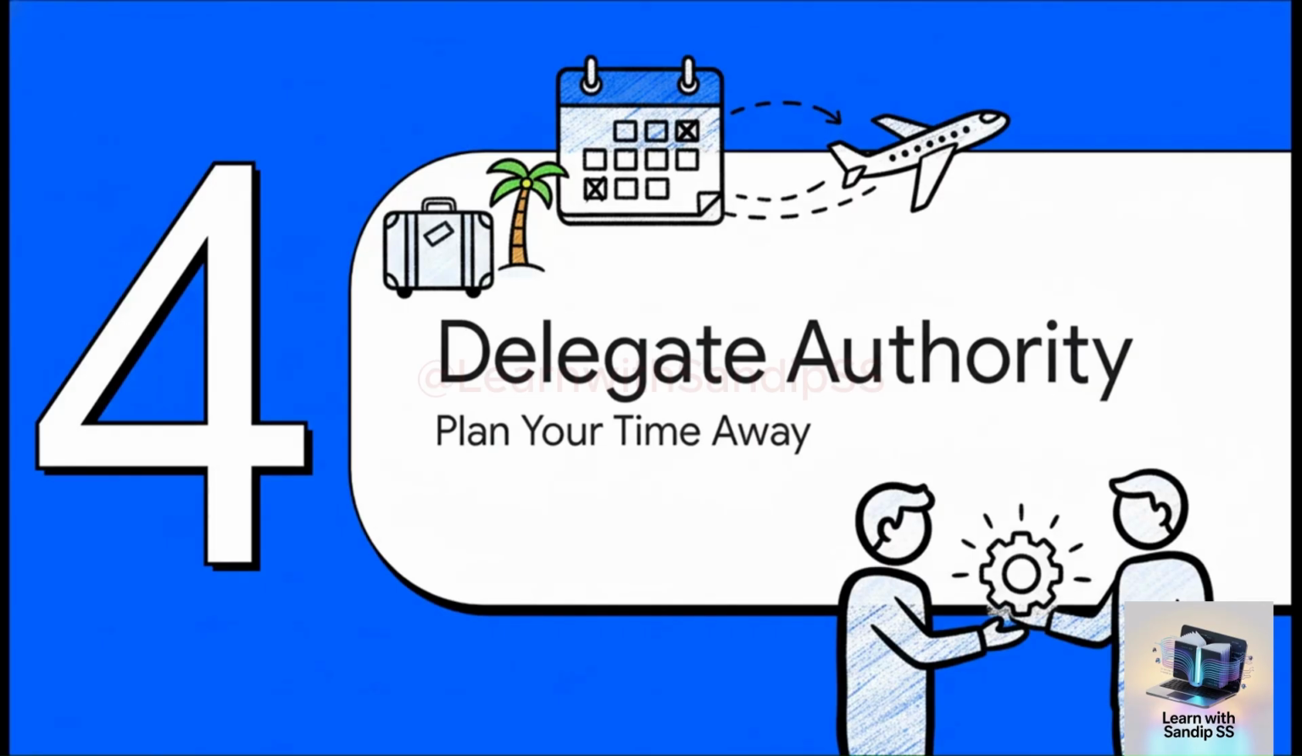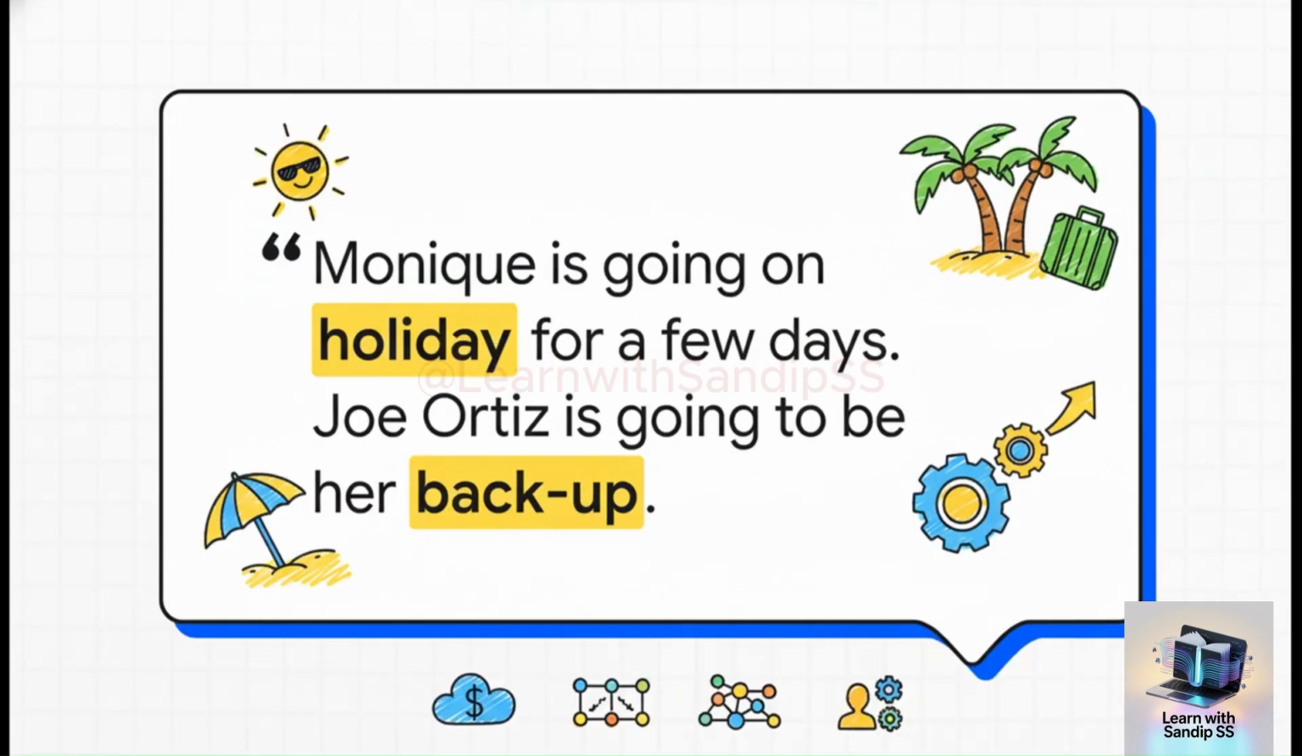Okay, on to our last big topic, planning for when you're not around. Because let's be real, the work doesn't stop just because you're on vacation, right? This feature makes sure that your important tasks get handled by someone else, totally seamlessly. So let's go back to our friend Monique. She's heading out on a much-needed holiday, and she needs her manager Joe to cover for her. Now, instead of creating this messy, confusing chain of forwarded emails, she can just formally delegate her tasks to Joe right inside the system. And she can set the exact dates she'll be gone.